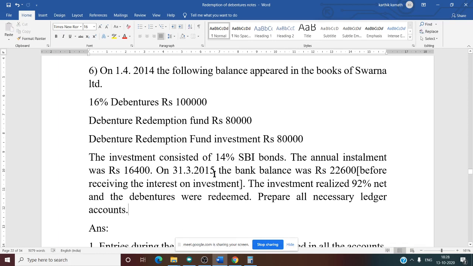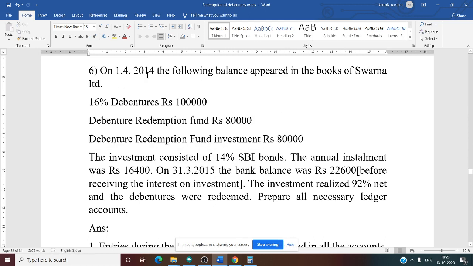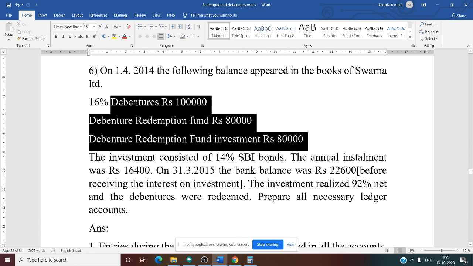So this is for last year. See this. How do we know the balance is given for the last year? Because our last year starts from April 2014 and ends on 31/3/2015. That is why I told you these balances are given for last year.